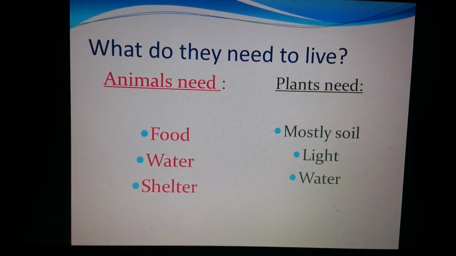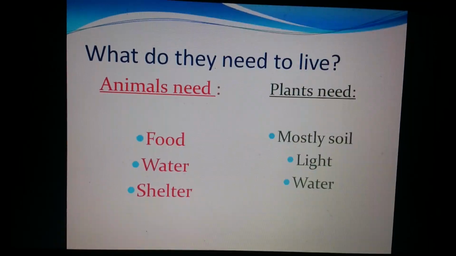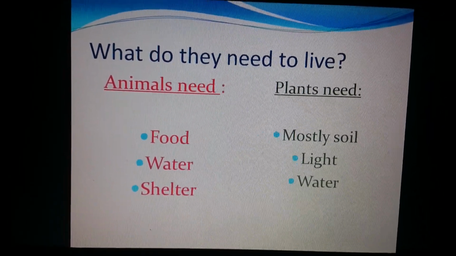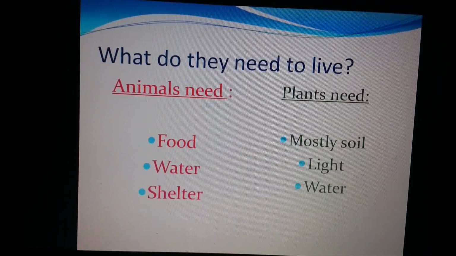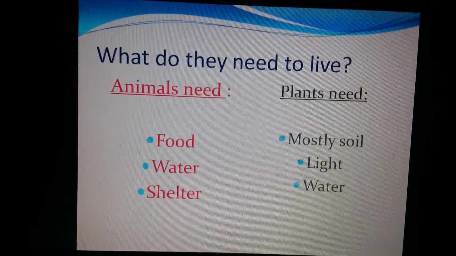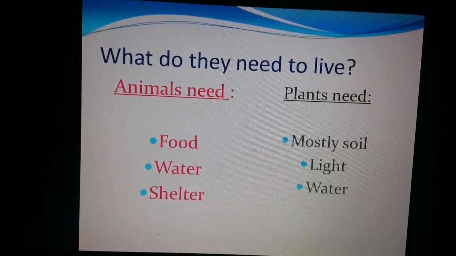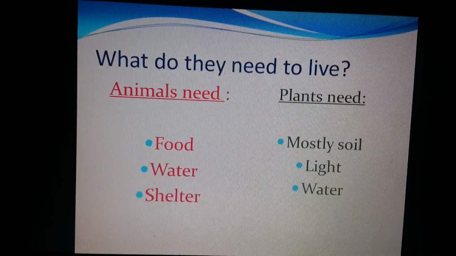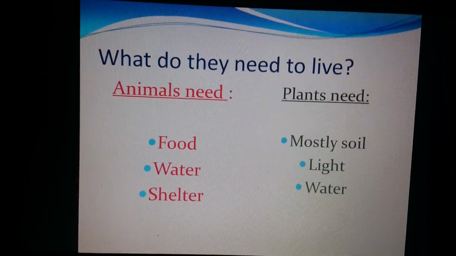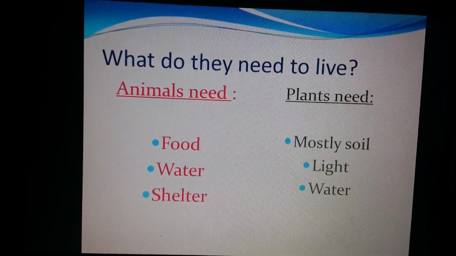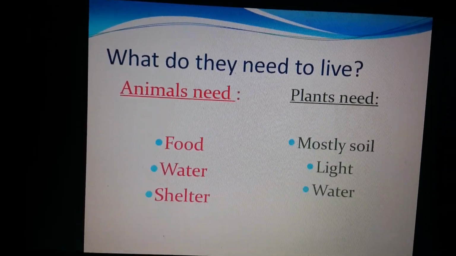Now, why do they live where they live? For example, if you see certain plants and animals staying in their own habitats, why do you think a camel would want to stay in a desert, or a duck would stay by the waterside? Because they need these basic needs. These are their basic needs for survival. Okay, so these are the basic things which help them to live in their place.